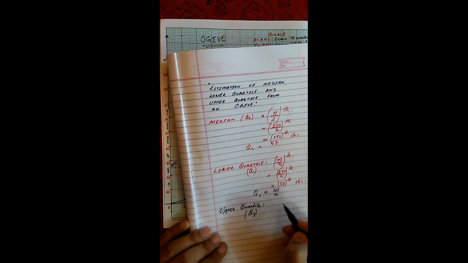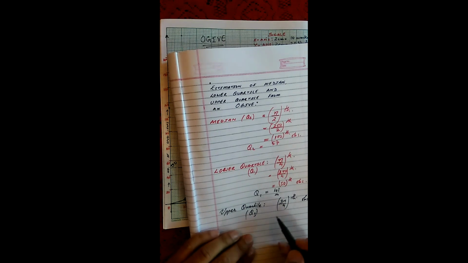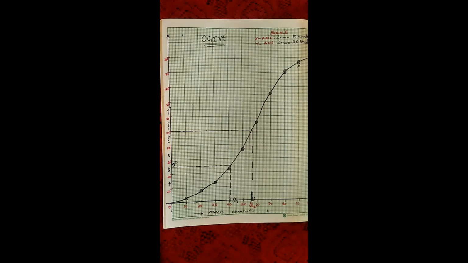Now, last one, the upper quartile, Q3. What is the formula? This is 3n by 4th observation. That means corresponding to 3n by 4th observation, we will estimate the upper quartile. So this is 3 into 200 by 4. So we get 150th observation.